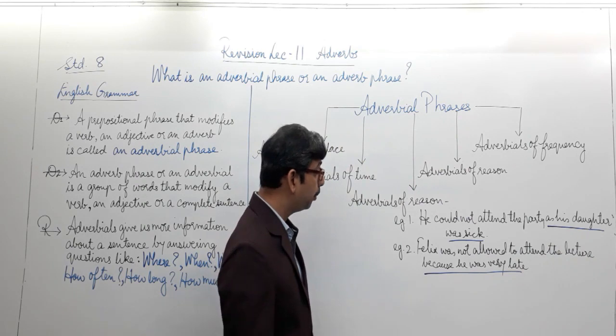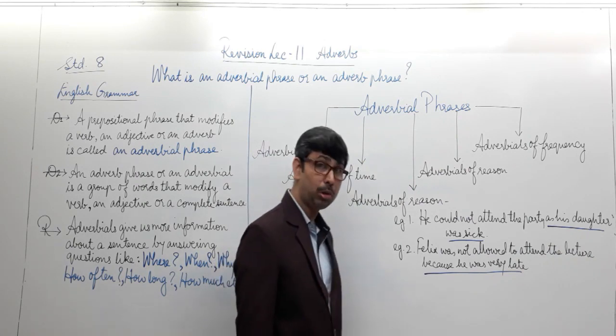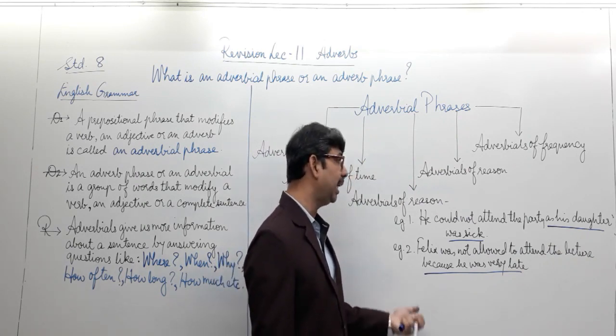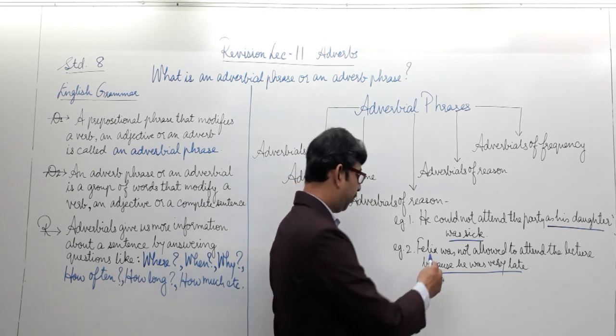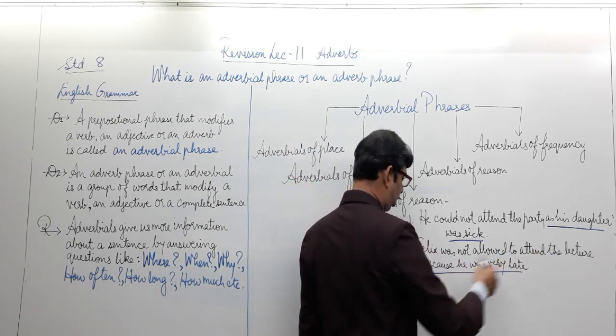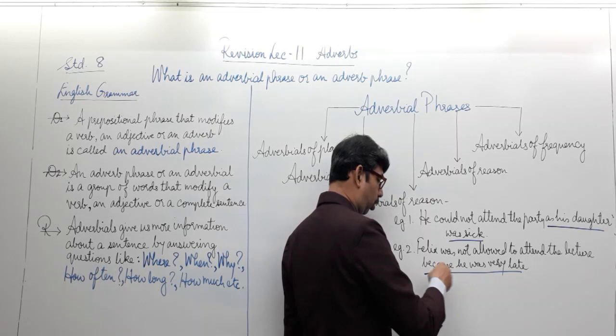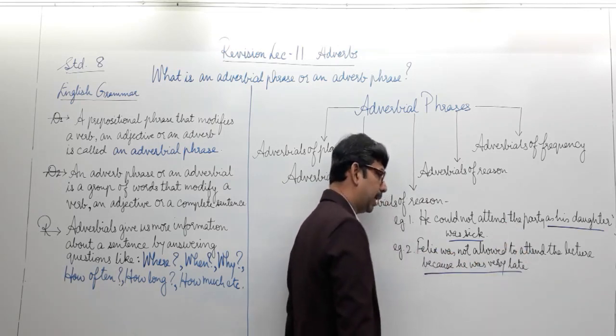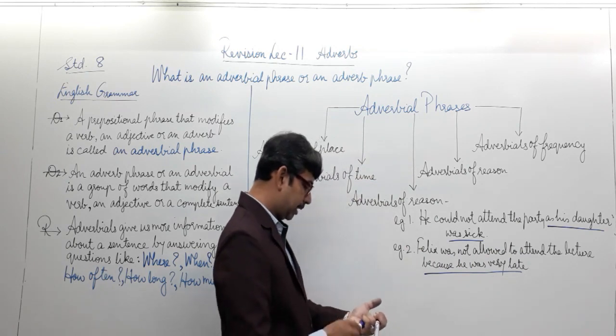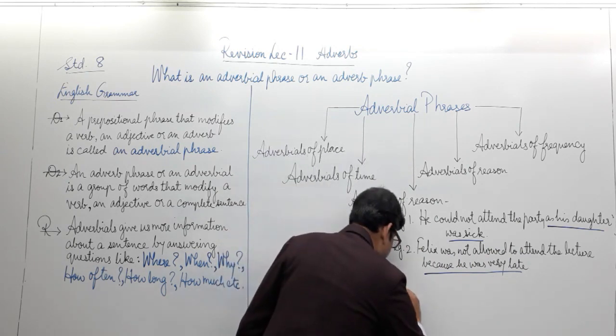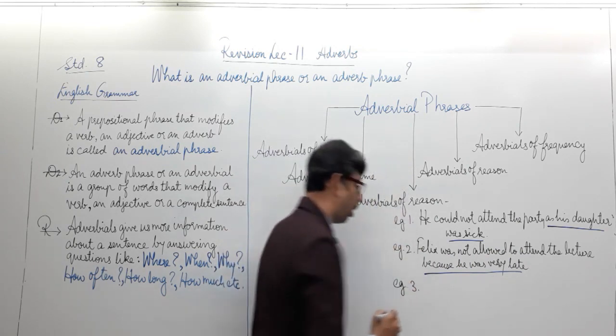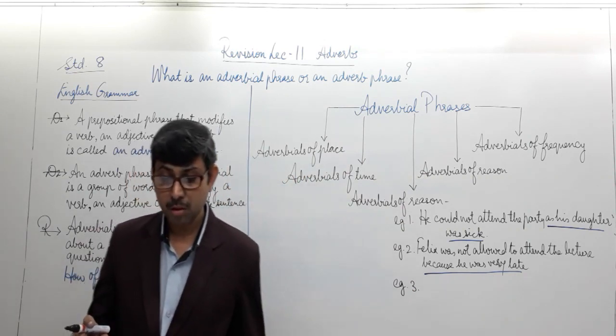So I hope you are able to pick out the adverbial phrases now, and even state the kind of adverbial phrases. Felix was not allowed to attend the lecture because, so concentrate on this word, because, reason giving, because he was very late. This is the second example. Let's see the next example related to adverbial phrase of reason.